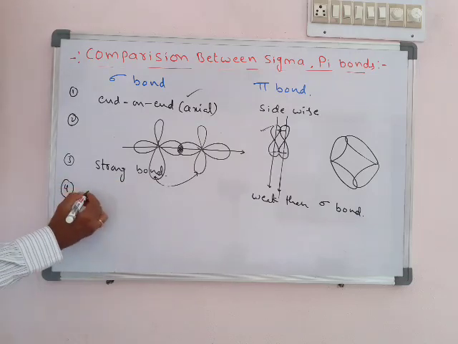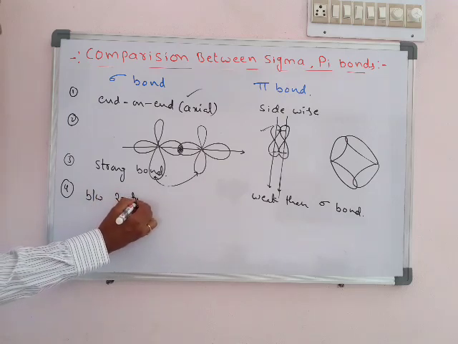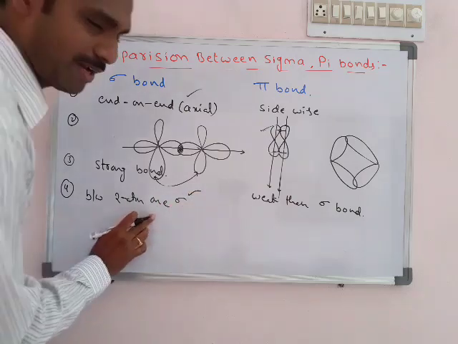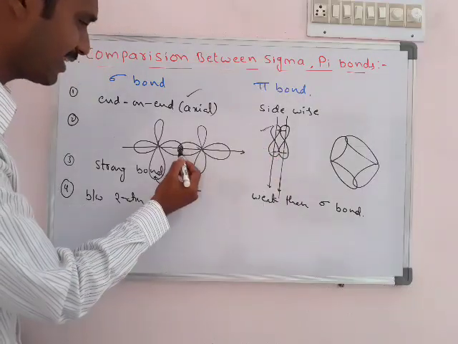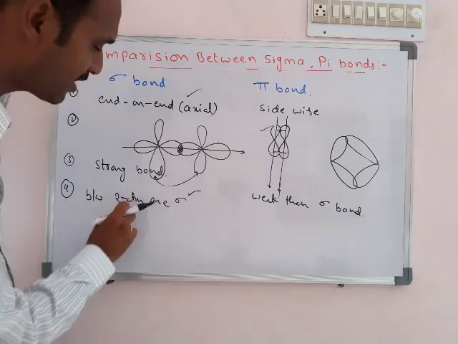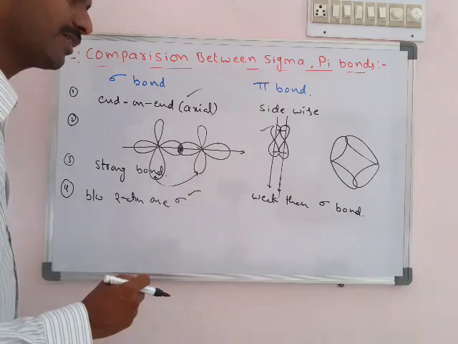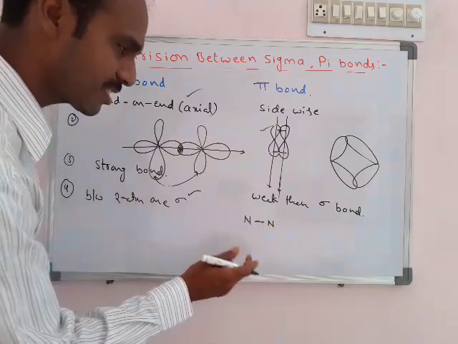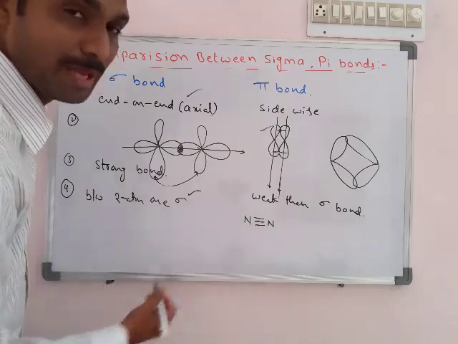So next important point: between two atoms, you know that only one sigma bond is formed, because the possibility of straight-wise overlapping is only one. So only one sigma bond forms. But there are two possibilities present between the two atoms. For example, if you take nitrogen, the first bond is a sigma bond, and it has three bonds, the other two bonds being pi bonds.